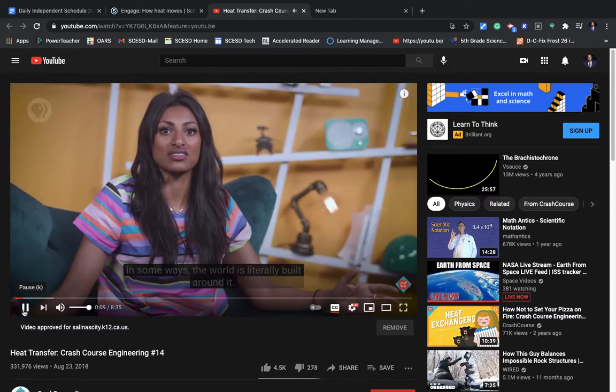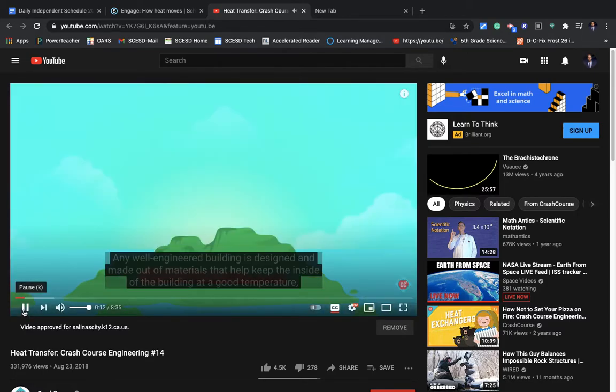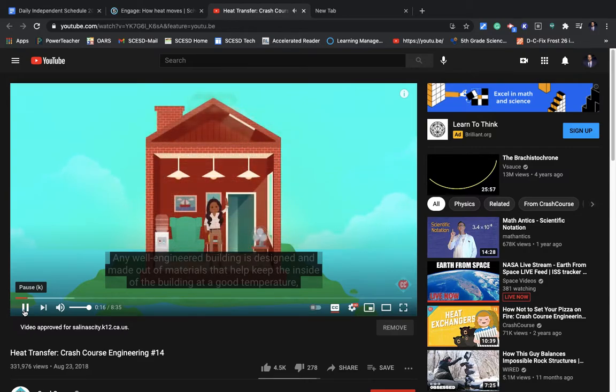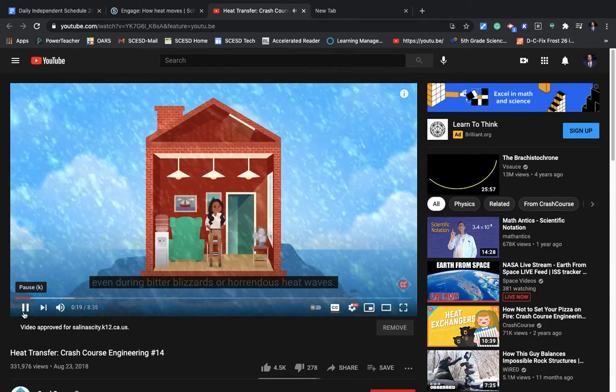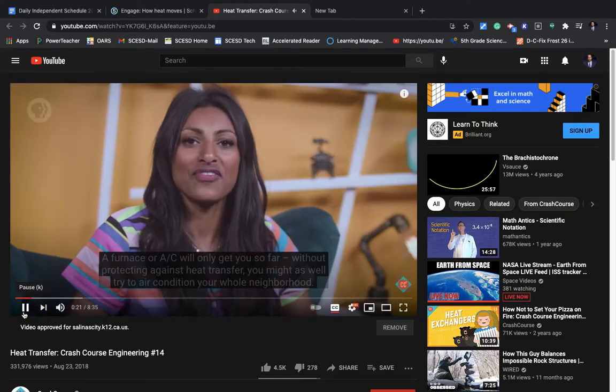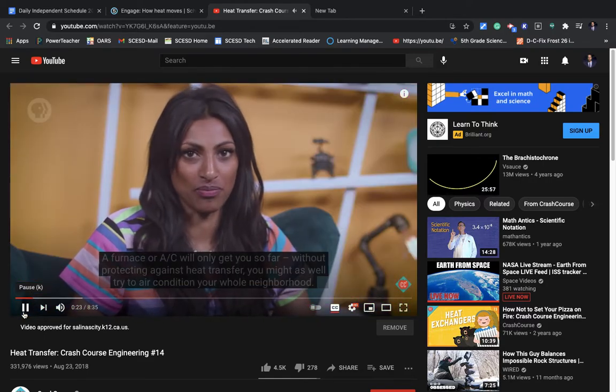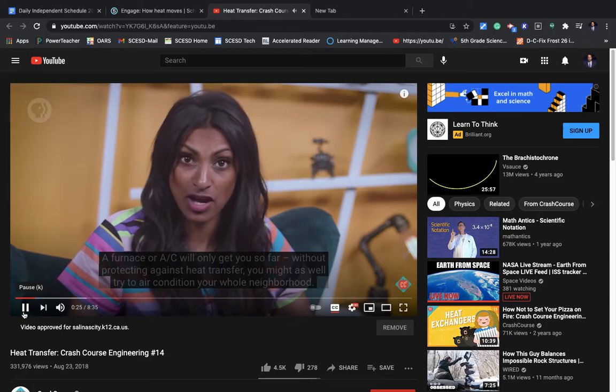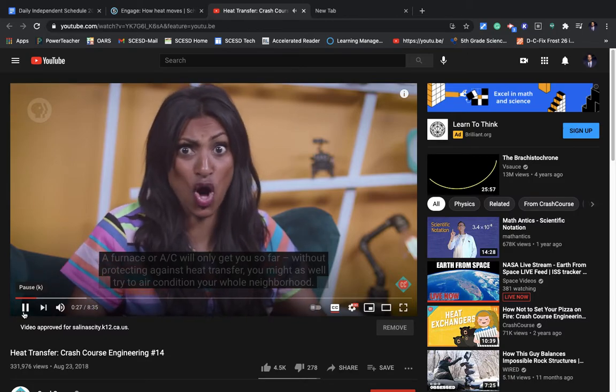In some ways, the world is literally built around it. Any well-engineered building is designed and made out of materials that help keep the inside of the building at a good temperature, even during bitter blizzards or horrendous heat waves. A furnace or AC will only get you so far. Without protecting against heat transfer, you might as well try to air condition your whole neighborhood.